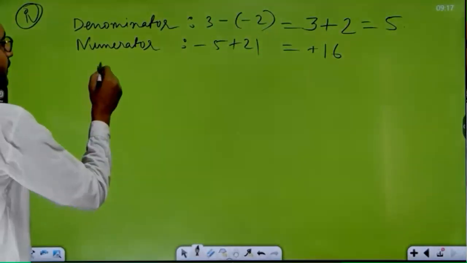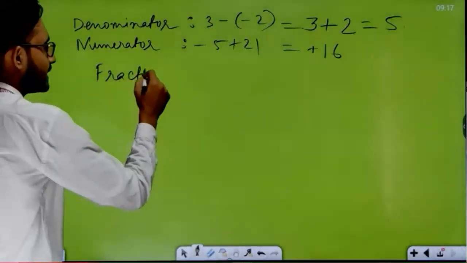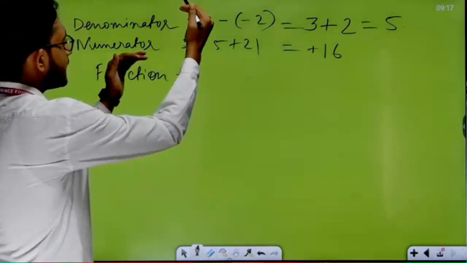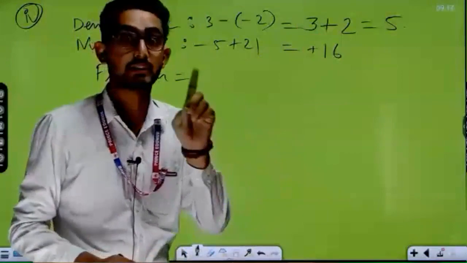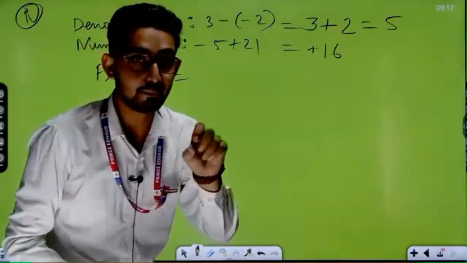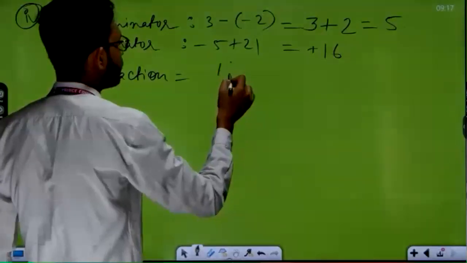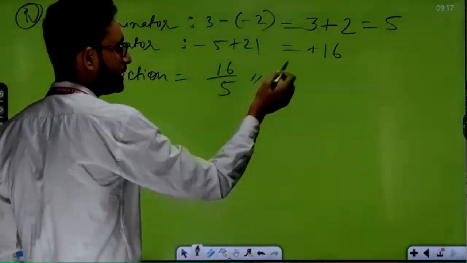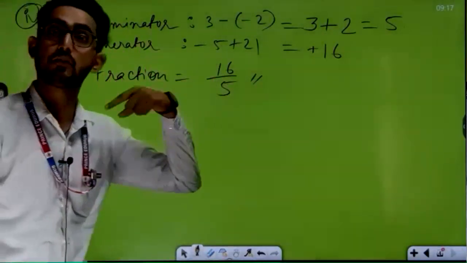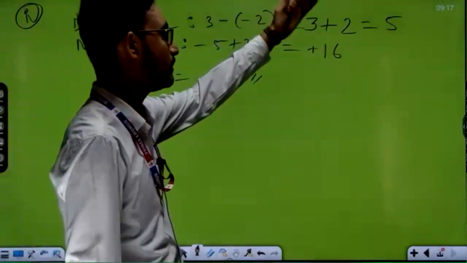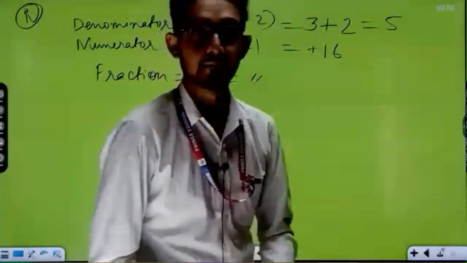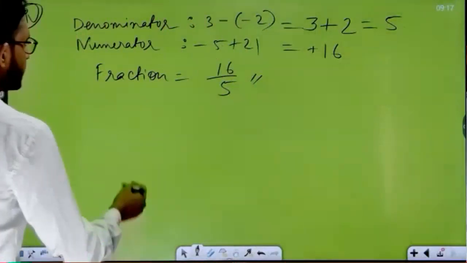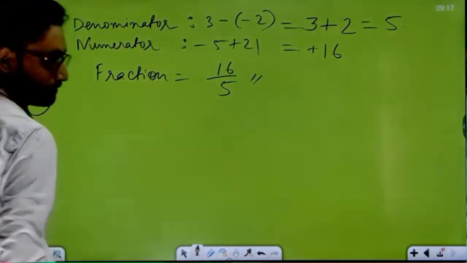So the fraction is equal to numerator upon denominator. In a hurry, what will you people write? 5 upon 16, but this is not the correct answer. The answer will be 16 upon 5. 16 is the numerator. The numerator always comes on the upper side, and in the denominator you have to write 5. That is your complete answer. Okay, understood all of you? Okay, now we'll move to the next question. Let's see.